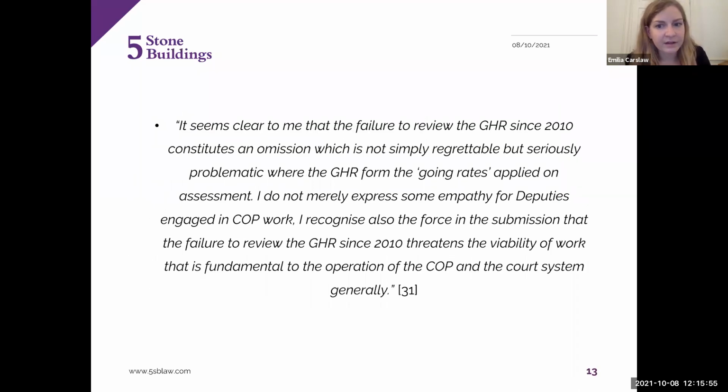And again, Master Whalen decried the out-of-dateness of the guideline hourly rates. He said, "It seems clear to me that the failure to review the GHR since 2010 constitutes an omission which is not simply regrettable, but seriously problematic, where the GHR form the going rates applied on assessment. I do not merely express some empathy for deputies engaged in COP work. I recognise also the force in the submission that the failure to review the GHR since 2010 threatens the viability of work that is fundamental to the operation of the COP and the court system generally."